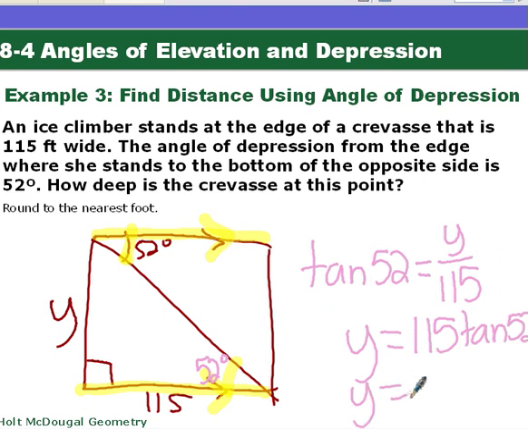So y is going to be... plug this into your calculator, and again, plug this entire expression in: 115 times tangent of 52, and you'll get y to be 147 feet. Keep it as a single equation.